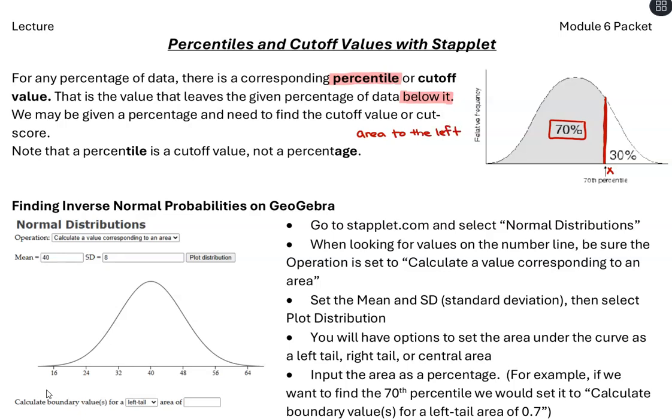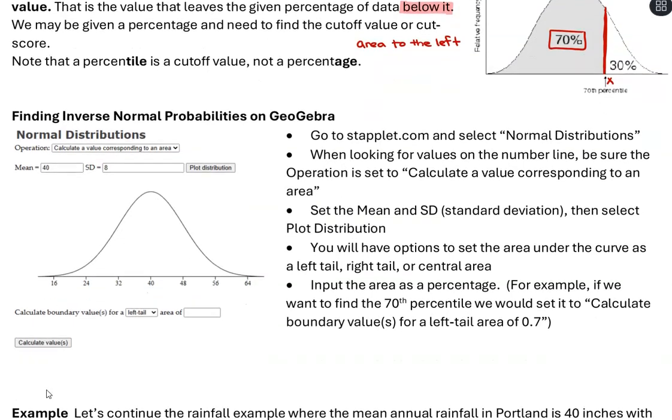So that's one wording that will come up, but there will also be scenarios where they say like the highest 5%. So that would be 5% to the right. Lowest 10% would be 10% to the left. So there'll be different wordings that kind of describe these areas as a percentage, and that's going to be our area under the curve. So let's go ahead and take a look at this.